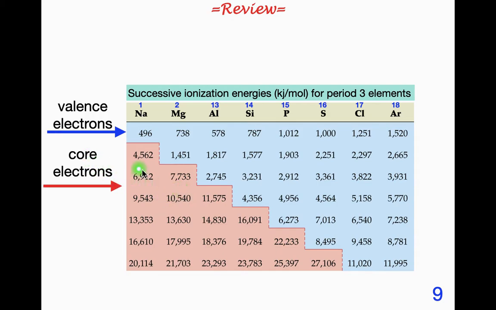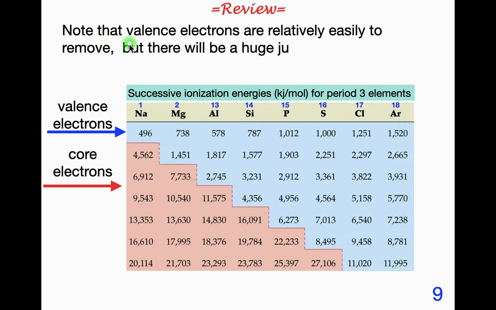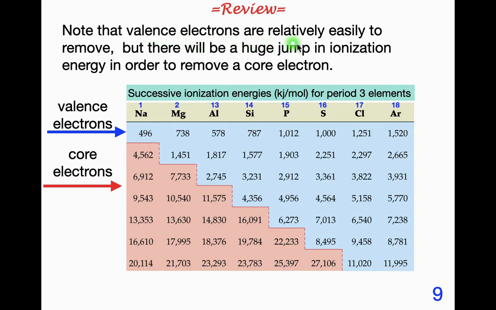is the core electrons. So sodium has one valence electron, and then all its other electrons are core electrons. Magnesium has 2, aluminum 3, etc., all the way to chlorine 7, and the noble gases 8. Okay, now, the main idea here is that the valence electrons are relatively easy to remove. Remember, they belong to the outermost energy level. But there will be a huge jump in ionization energy in order to remove a core electron.